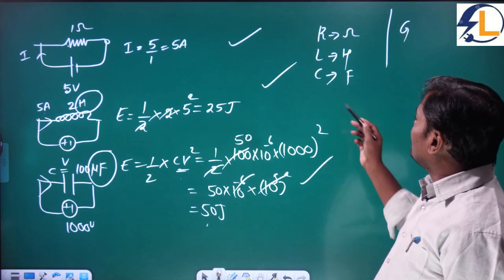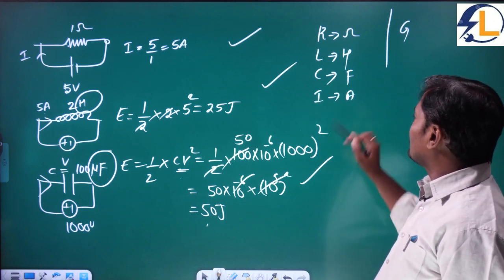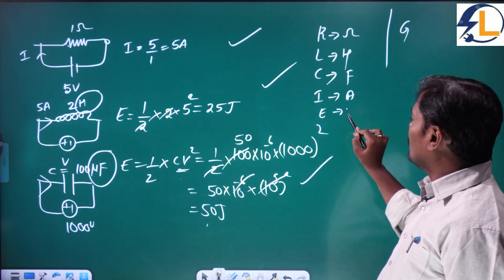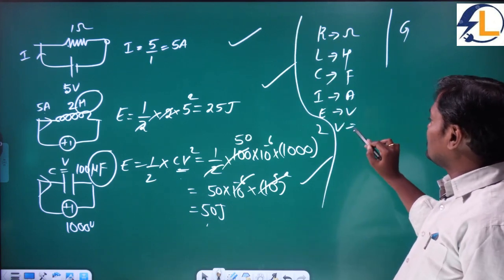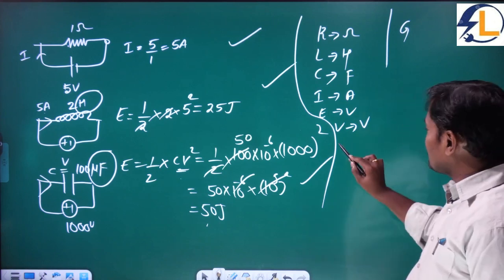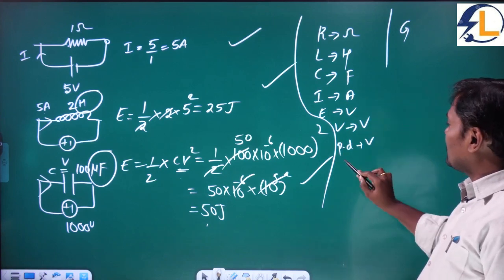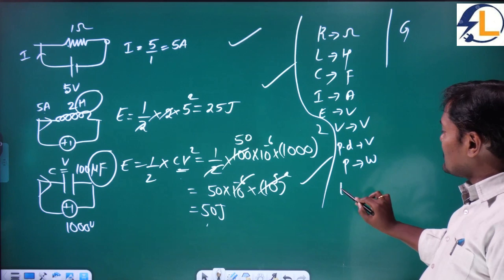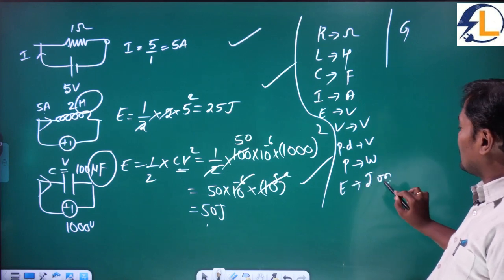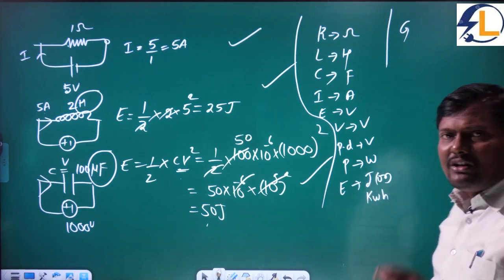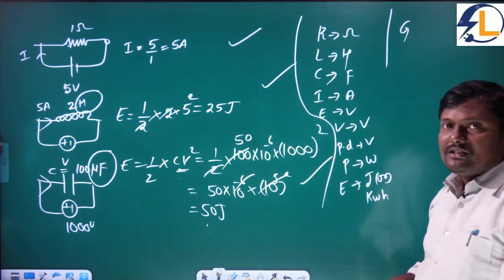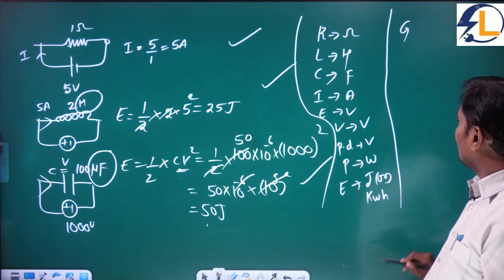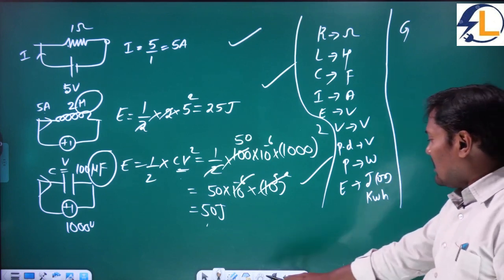Current is measured in ampere. EMF is measured in volts, and electric potential is measured in volts. Potential difference is measured in volts. Power is measured in watts. Energy is measured in joules or kilowatt hour. From this, definitely you will get one objective question from the measurements.